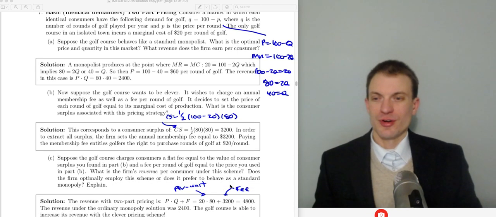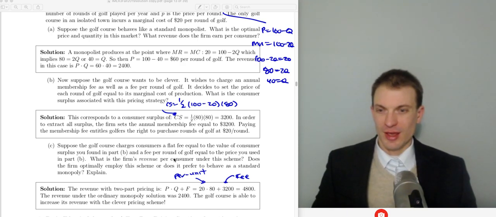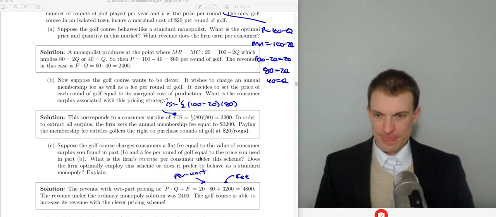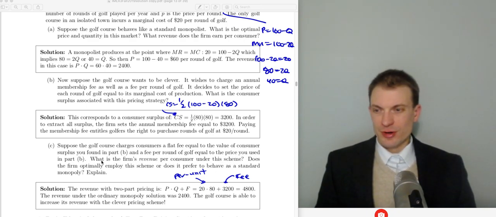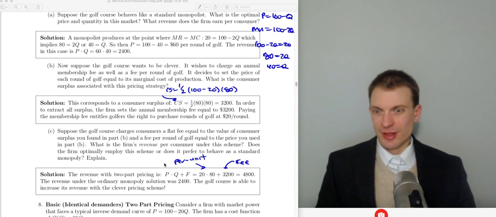Okay, suppose the golf course charges consumers a flat fee equal to the value of consumer surplus you found, and the fee per round of golf equal to the price you used in Part B. What's going to be the revenue per consumer? Does the firm optimally employ the scheme, or does it prefer to behave as a standard monopoly? It for sure wants to use two-part tariff pricing rather than monopoly.